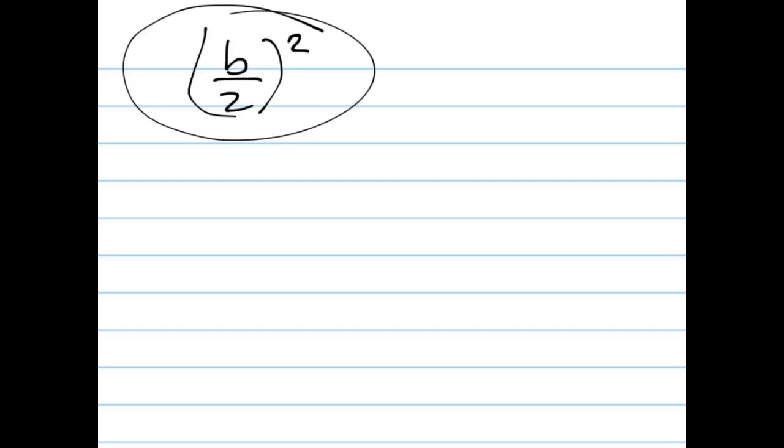So example 1 asks me to find a value for c that will make this expression a perfect square. In other words, it will allow me to write it like this. It's like solving a Punnett square almost. Not quite, but close.